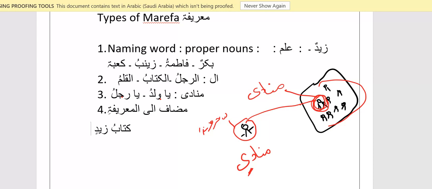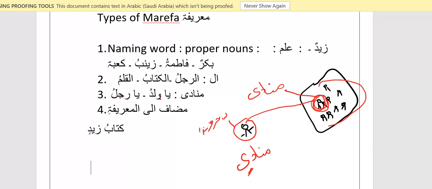So Zaid is a name and it is marifa. So now we are creating a relation between Zaid and the book. So now this book is no longer a common book. Why? Because now this book belongs to Zaid. So its muzaf ilay is marifa. That's why the kitabu muzaf is now also marifa. So the fourth point is, whenever the owner is marifa, its possession is also going to be considered as marifa. So whenever muzaf ilay is marifa, its muzaf will also be marifa.